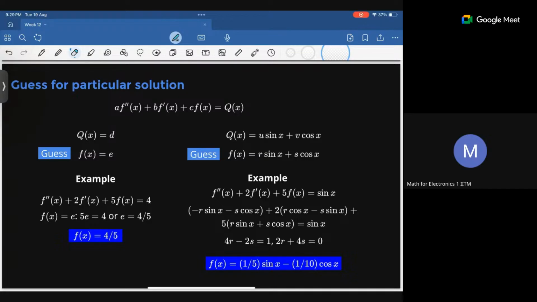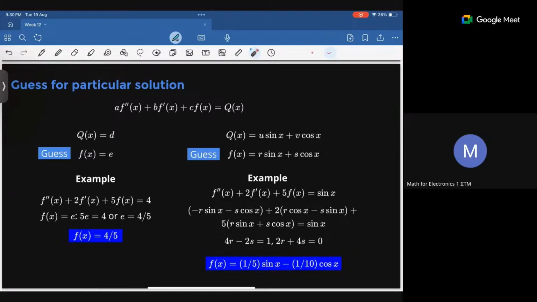Right, so you can see some examples also. If q of x is some 4, right, so q of x is 4, then we guess that f of x is some e. If f of x is e, then f prime of x is 0, f double prime of x is also 0 because the derivative of a constant is 0. So all we are left with is 5e equals 4. So from there e is 4 by 5. So you can clearly see that f of x equals 4 by 5 is a solution, the particular solution.